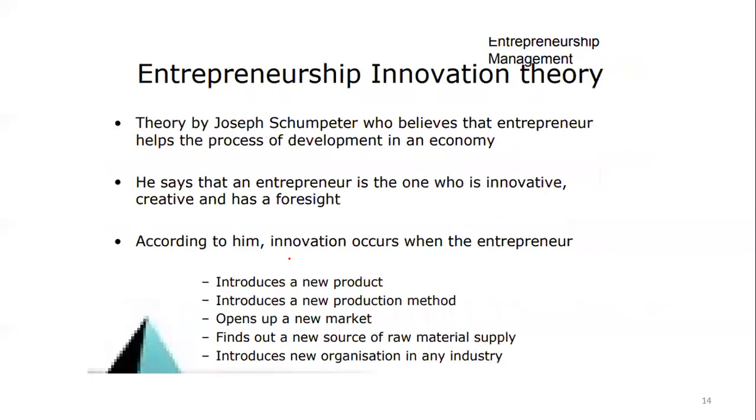Next we have the innovation theory. This is the theory given by Joseph Schumpeter, who believes the entrepreneur helps the process of development in an economy with the help of innovation and creativity. So it is related to coming up with a new product, introducing a new method, opening up a new market, or source of raw material, or a new organization in industry. It can be in any form, but there has to be innovation.